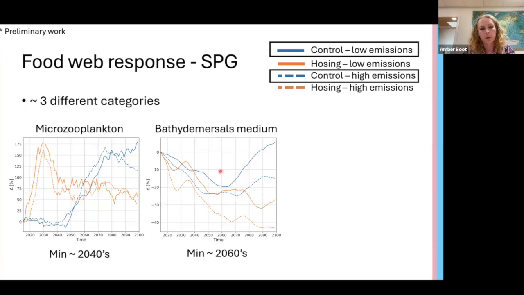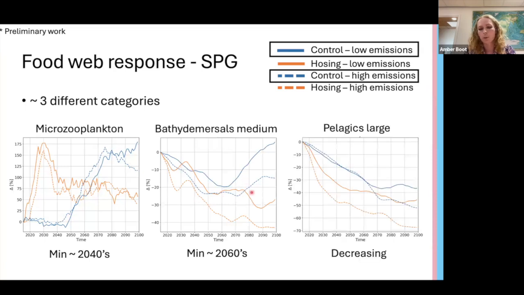Then we have groups that have a minimum in the 2060s, and we have groups that decrease basically over the entire simulation. Now, these categories are not very rigid. They also flow a little bit into each other, but most groups are quite easy to identify in which category they belong.